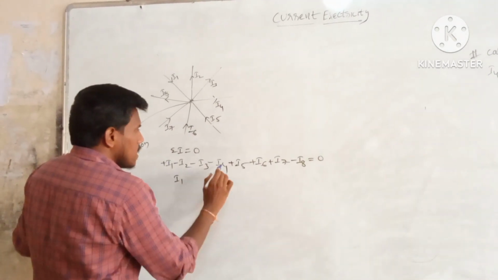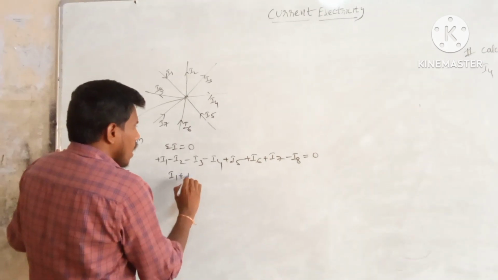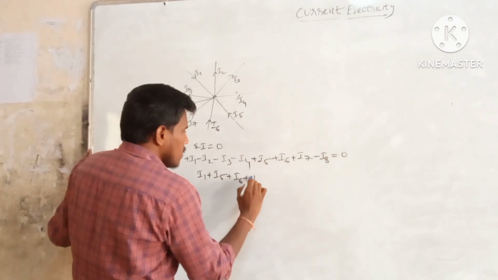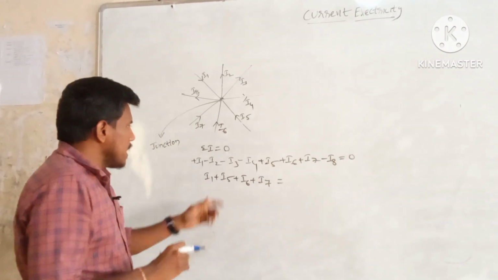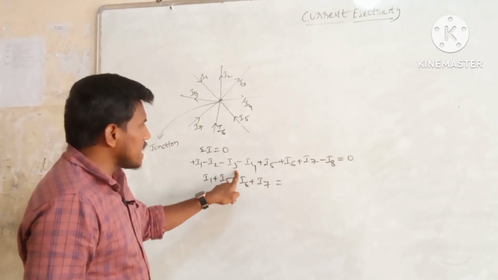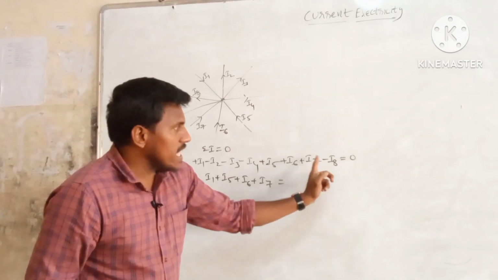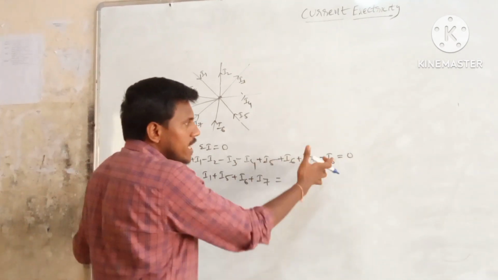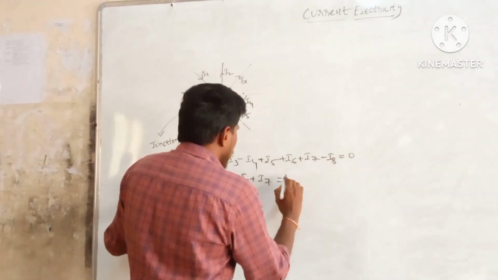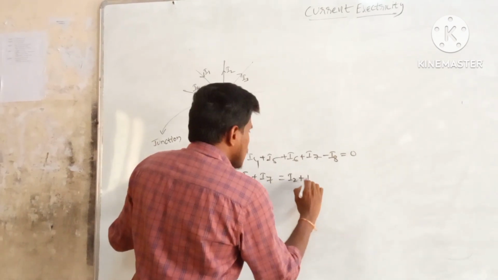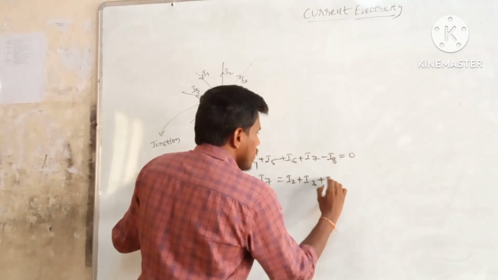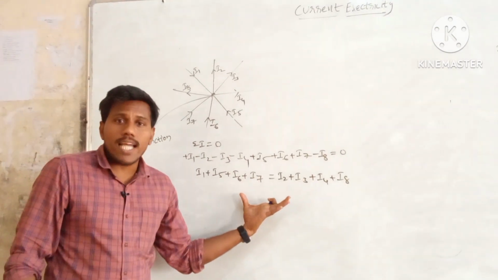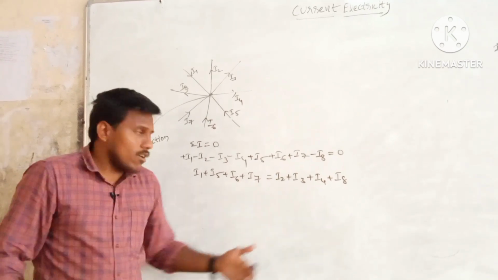So I1 plus I5 plus I6 plus I7 should be equal to, taking minus I2, minus I3, minus I4, minus I8 to the right hand side, it becomes plus I2, plus I3, plus I4 and plus I8. This is exactly what we call Kirchhoff's current law or junction law.